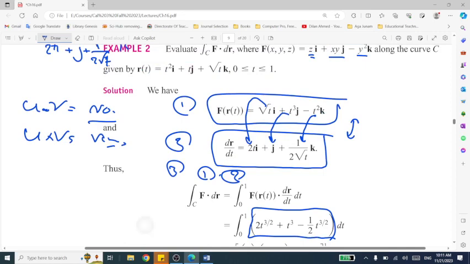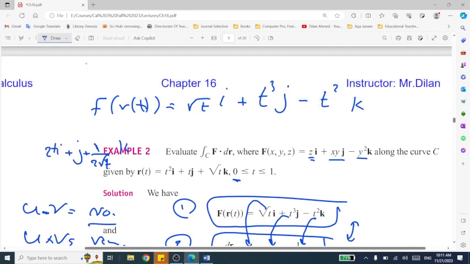Then the important thing is the boundaries. The boundary is given from 0 to 1. So that's all. And evaluate the integral. It will be like a line integral of calculus 1.